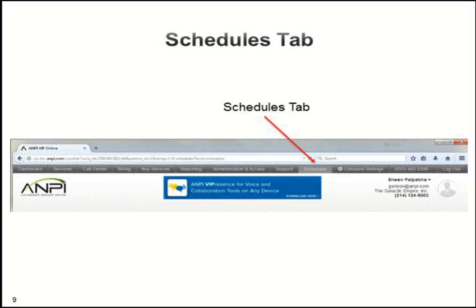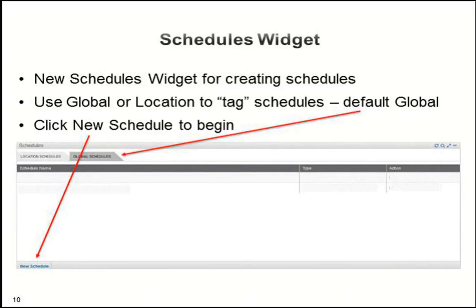So when you log into CAP, you're going to see, right next to the Support tab, a new Schedules tab. If you click that, you'll get a new widget, and this widget has a couple of tabs on it. There is the Global Schedules tab, and next to it is the Local Schedule tab. That's really a way of categorizing the schedules. They actually both get created at the enterprise level.